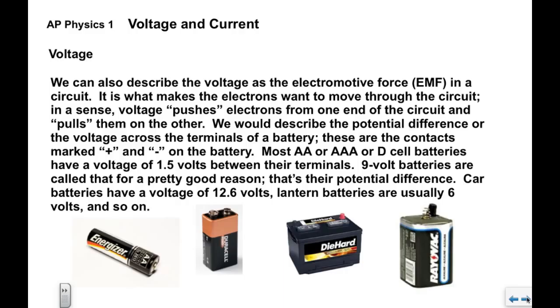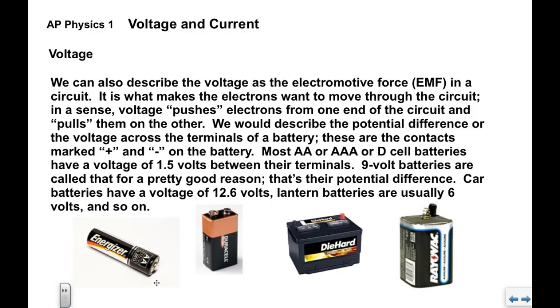We can also describe voltage as what's called an electromotive force or EMF in the circuit. It's what makes the electrons want to move through the circuit. In a sense, voltage pushes electrons from one end of the circuit and pulls them from the other. We would describe the potential difference or the voltage across the plus and minus terminals on a battery. We're familiar with, for example, a AA battery. The end with the little button on it is typically the positive terminal and the other end is the negative.